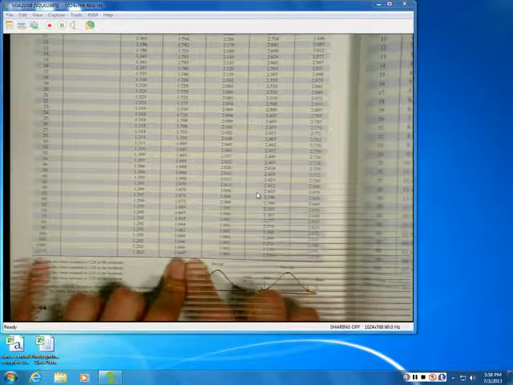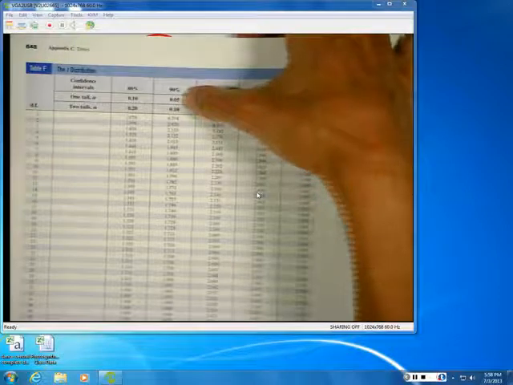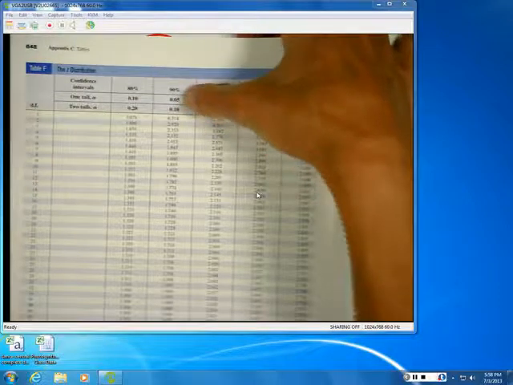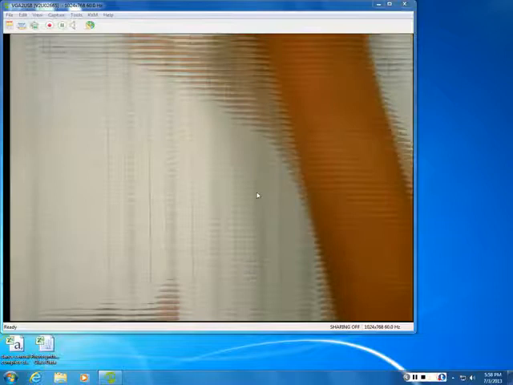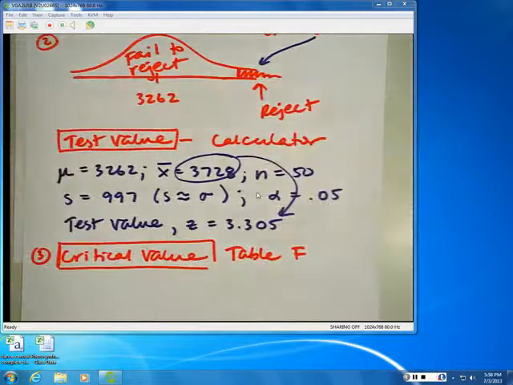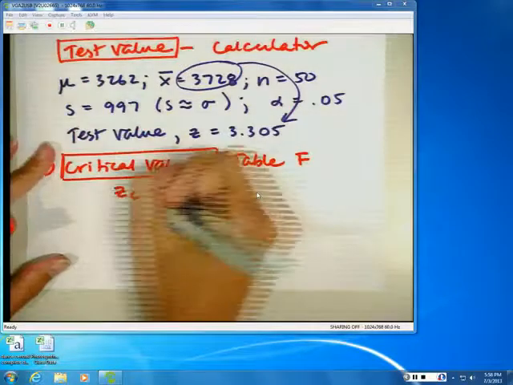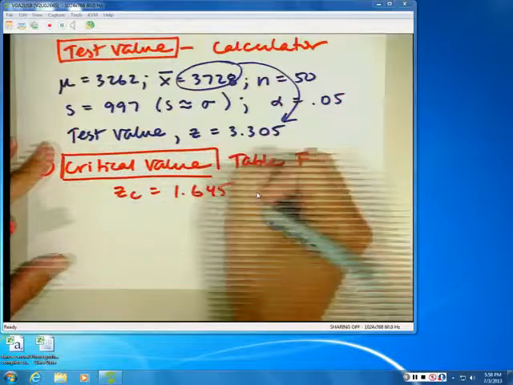That is the z-score for a significance level of 0.05. That's where the 5% of the area gets cut off. Okay, 1.645. Let's write that in there. 1.645, bottom of the normal curve. Critical value, so z critical is 1.645.